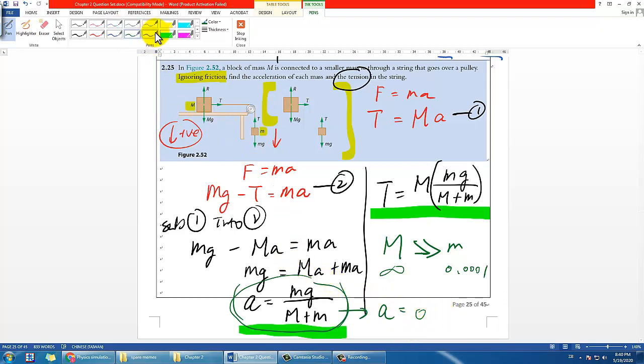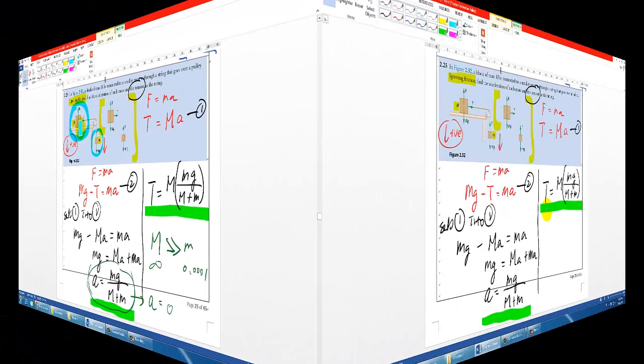And if you try to look into the actual scenario using the intuitive sense, you can also tell if this mass is extremely heavy, while this one is like nothing. Like imagine this is like a mountain and this is like a feather, then of course no matter how the feather tries to pull, the mountain will not be moving at all.